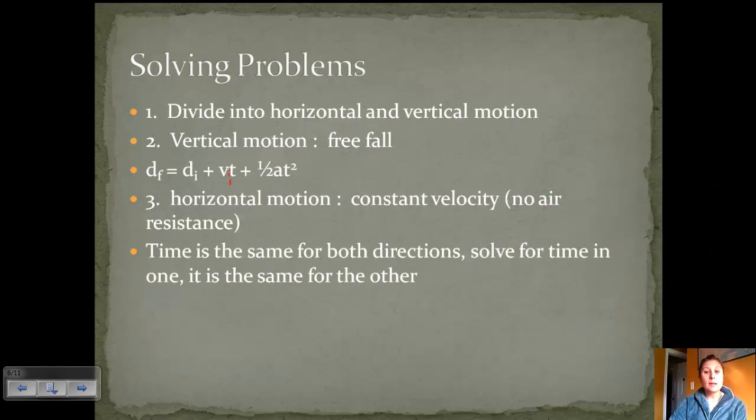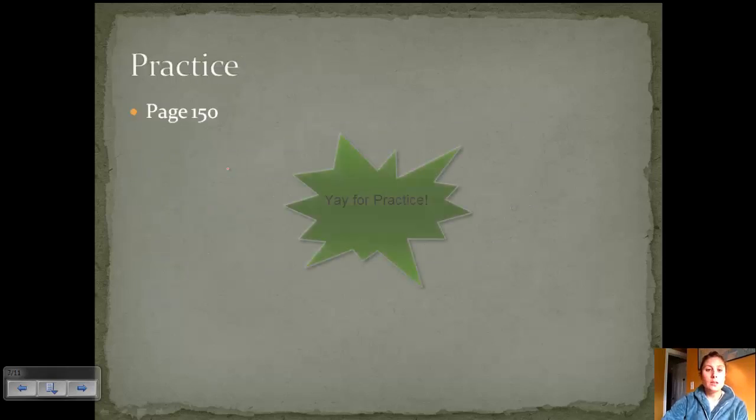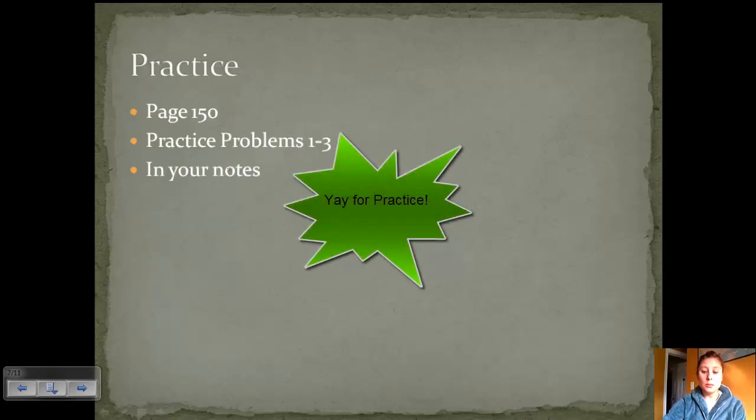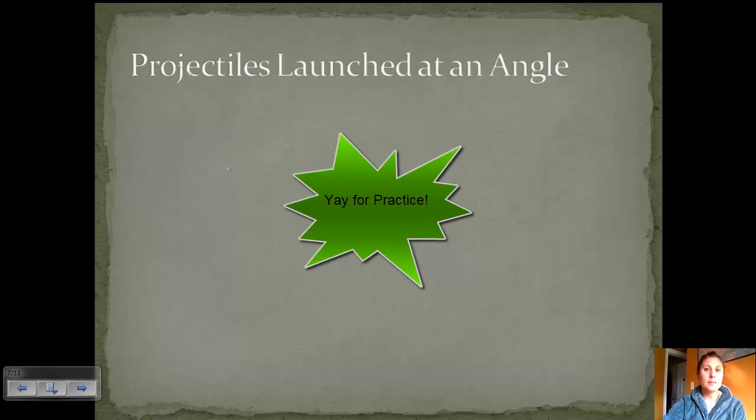Because time is going to be the same for both directions, vertical and horizontal, if we solve for time in one of the directions, it's going to be the same for the other direction. And so we can use time to kind of link horizontal and vertical motion to each other. So here are some practice problems. You can try them on your own, but we will also do them in class.